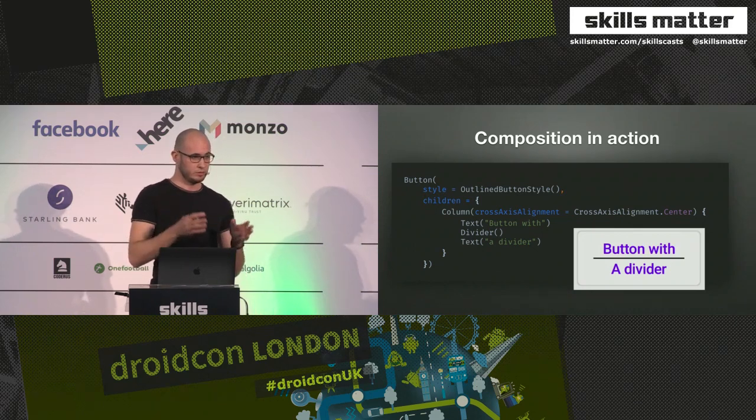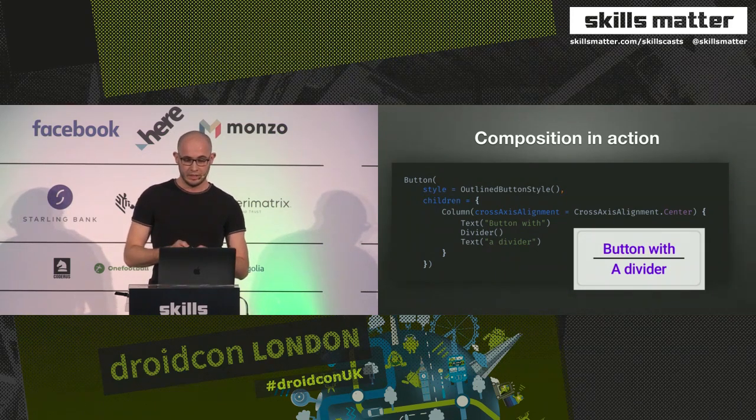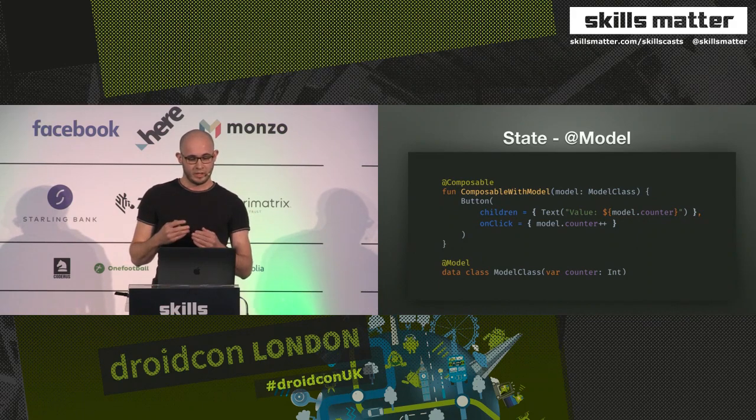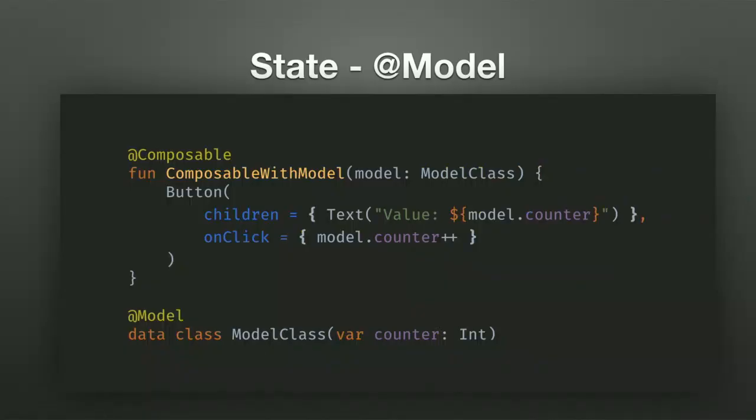And the other core part of this entire thing is state management. And one of the primary ways of state management is using models. And models are special classes that are treated by the Compose runtime in a special way. So in this case, we have a button which will show the counter as its text. And on click, it will increase this counter.